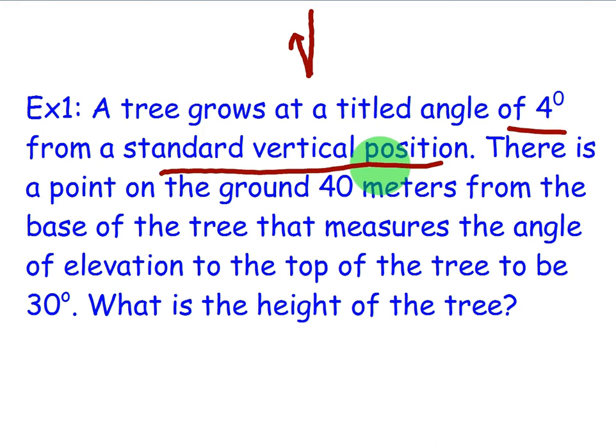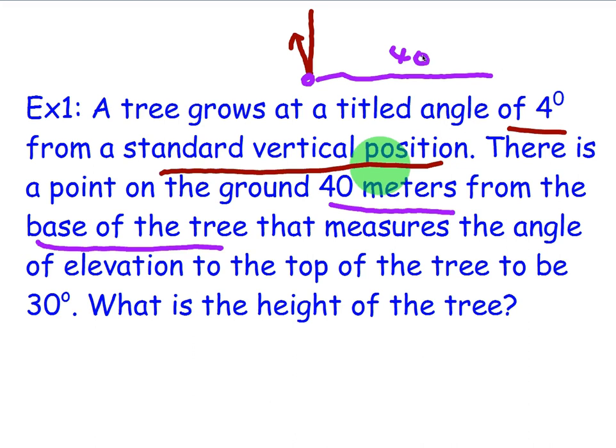There's a point on the ground that is 40 meters from the base of the tree, okay? So here's the base of the tree. There's a point somewhere that's 40 meters from that. Let's keep reading. So the second point's over here. And it says that it measures the angle of elevation to the top of the tree to be 30.